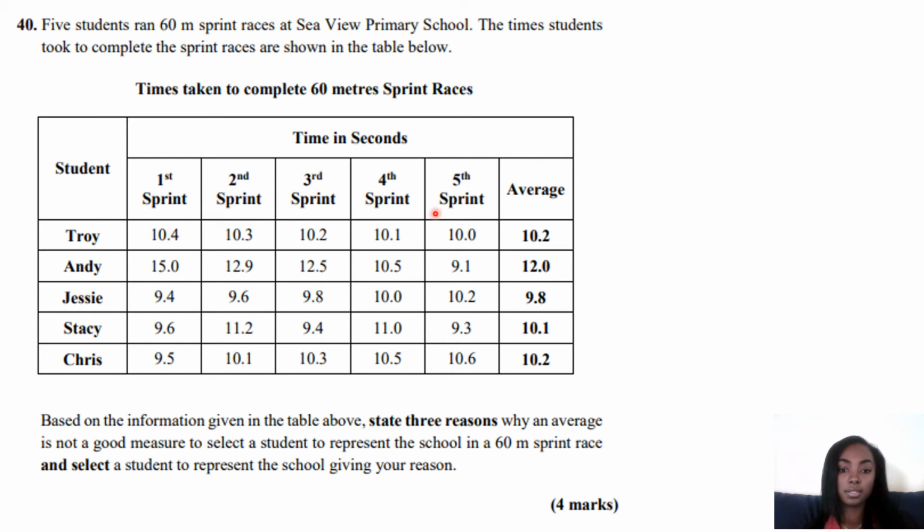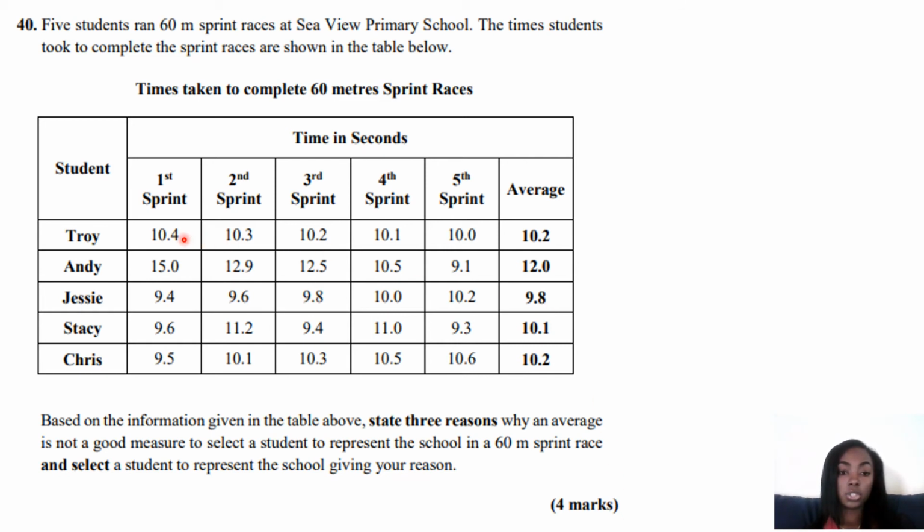Your first all the way down to your fifth sprint. Now remember that a sprint is something that we have to do fast. This is not a long race you're running. This is a very short race, so it's something that you want to be completing in a very short space of time. So what that means is that these values here, if we are looking for someone to represent the school, we want to find the person who has the shortest time.